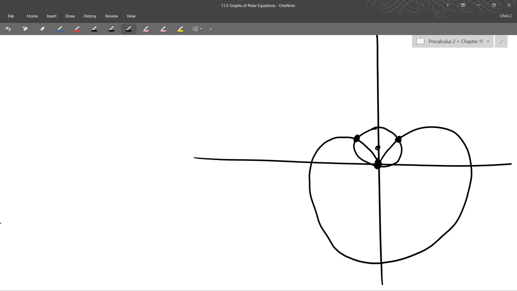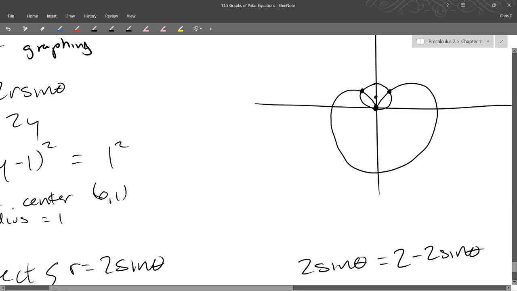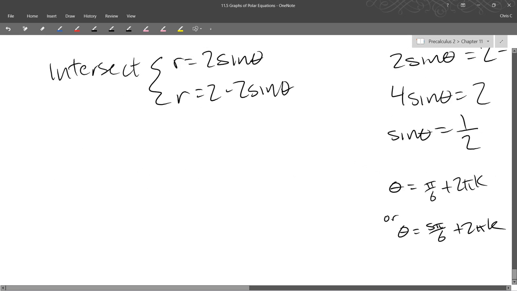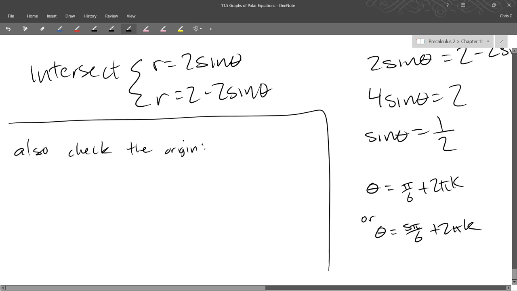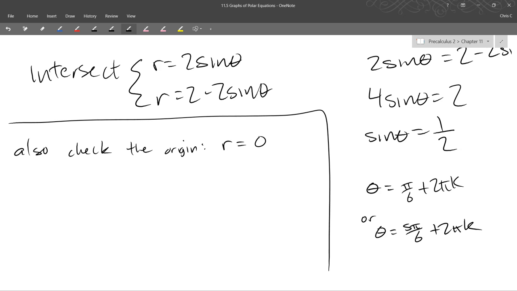That's a good question. So we're going to check the origin separately. Right down here, I'll put it in its own little box. Now, at the origin, the only thing that really matters is your radius is 0. So we're actually going to intentionally set the radii to be 0 and see what angles land us at the origin.